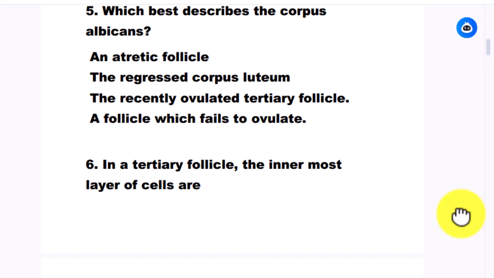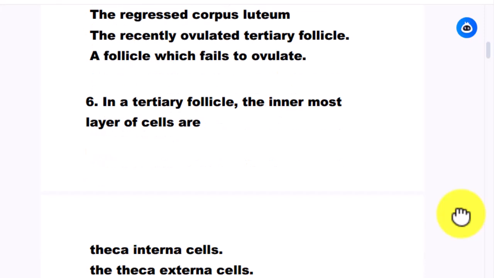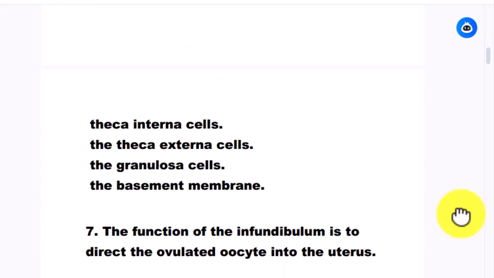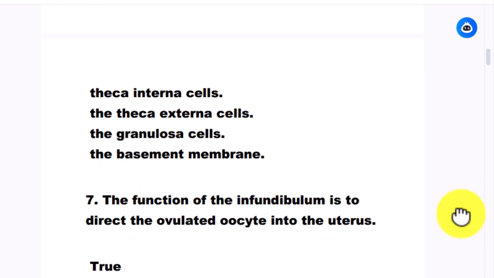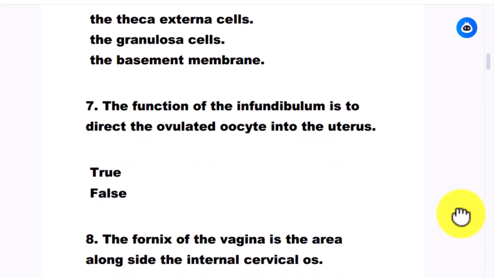In a tertiary follicle, the innermost layer of cells are theca interna cells, the theca externa cells, the granulosa cells, the basement membrane. The function of the infundibulum is to direct the ovulated oocyte into the uterus.